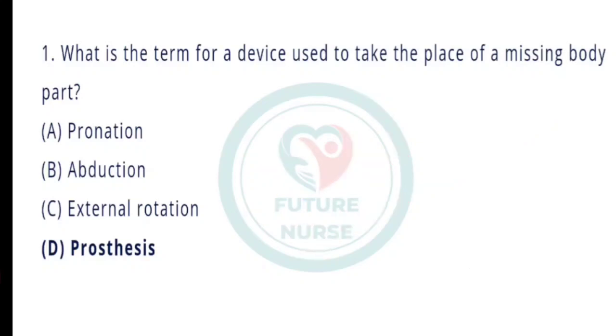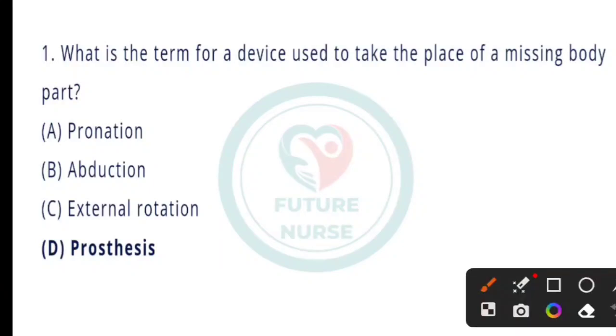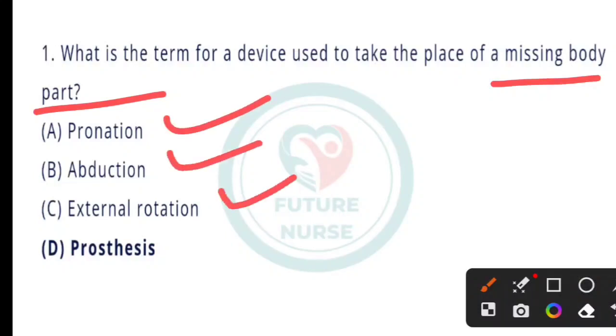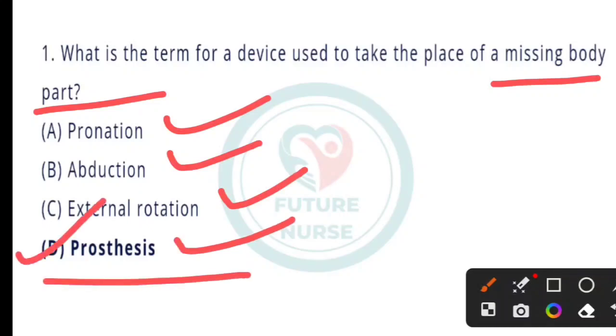First question: what is the term for a device used to take the place of a missing body part? The options are pronation, abduction, external rotation, prosthesis. The right answer is prosthesis, option D.